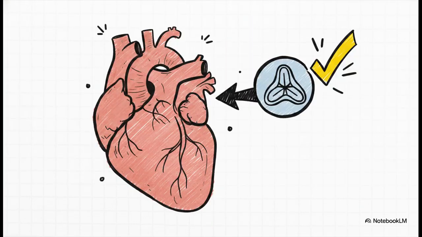And honestly, here's a total lifesaver for test day. People always mix up which valve is on the right and which is on the left. So your crucial takeaway is this mnemonic: try to get it right. The tricuspid valve is on the right side of the heart. Try to get it right. Just lock that down and you can instantly eliminate wrong answers.